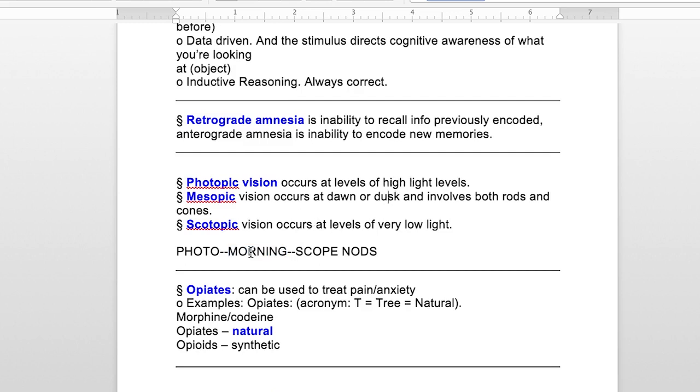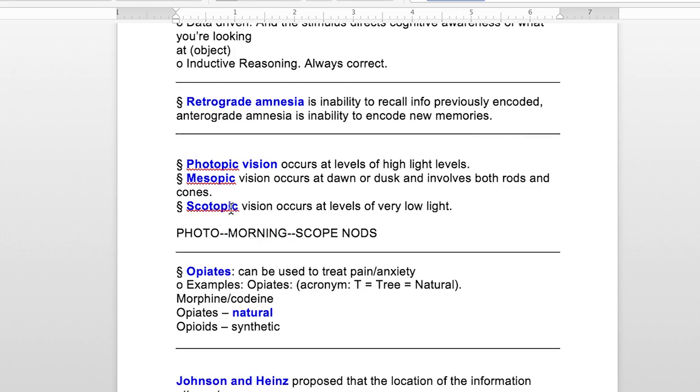So M for morning. Then scotopic, I think about a scope as in NODs, because NODs have scopes. And what is a NOD? A NOD is a night operating device. So scotopic, just think of it as scope, NODs, and you need NODs for very low light, or like at nighttime.